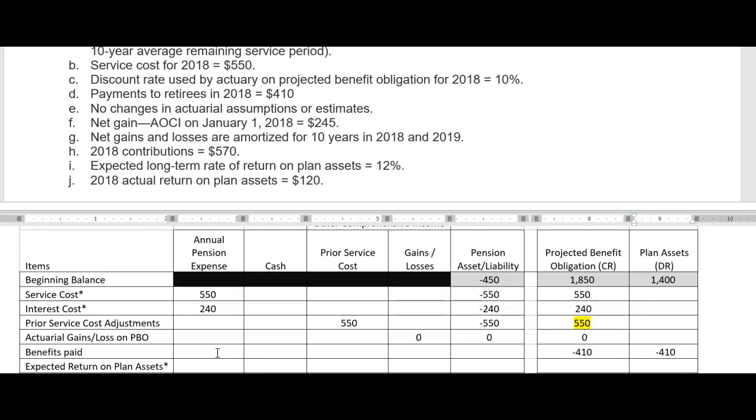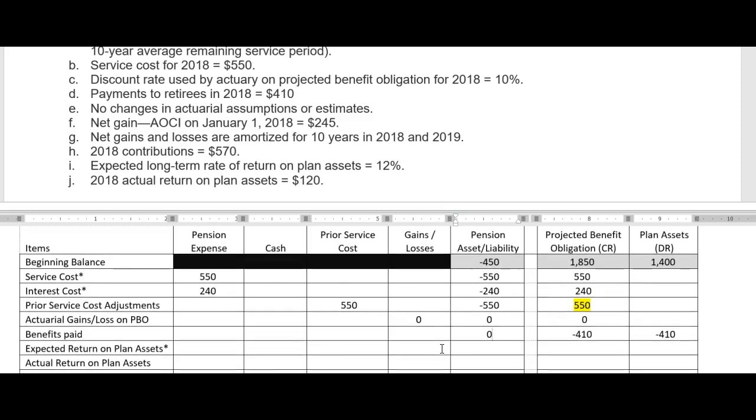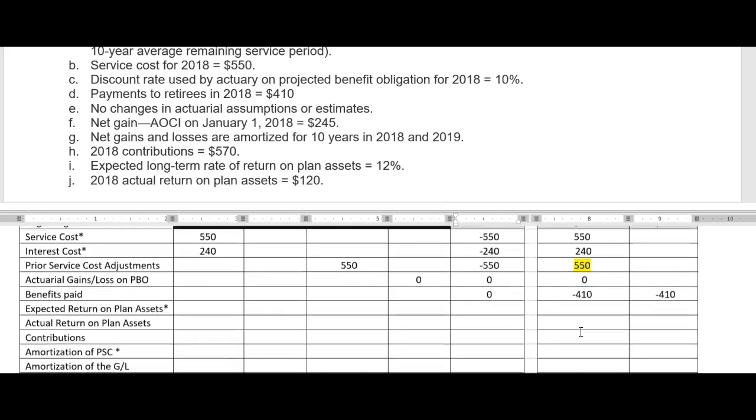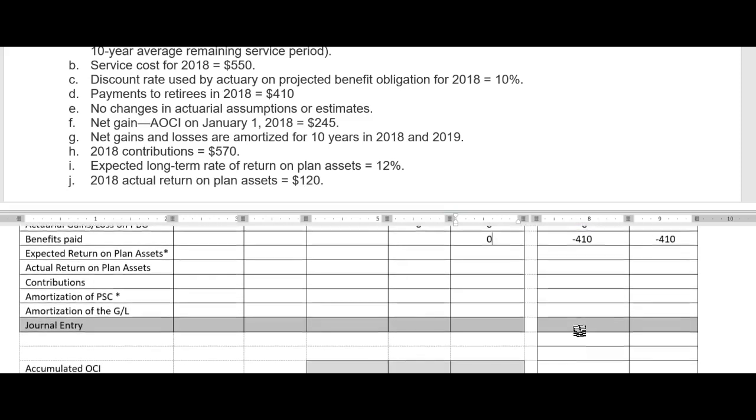Benefits paid would not impact the pension expense. Notice it's not part of pension expense. We're not paying it with cash. We would actually pay benefits out of plan assets, so we do not want to hit cash here. It has nothing to do with prior service costs or gains or losses. And notice, what's the change here? Well, 0. If there's 0 change here, that means there's going to be 0 change back through here, or an up and a down, but typically it's a 0. Okay? All right.